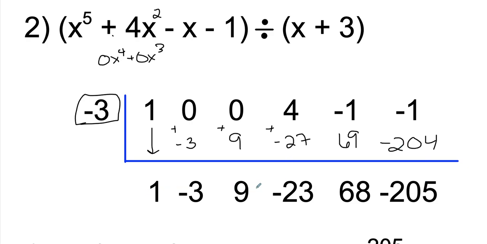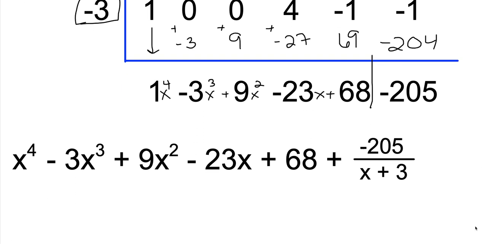Now we got to remember how to turn these back into variables and such. Okay, so we started with x to the 5th. We drop it down by 1. That's x to the 4th. This will be x to the 3rd plus 9x squared minus 23x plus 68 is the constant. -205 is the remainder. So I put a line like this on the last one. That just showed me, or reminds me, that the last number is the remainder. Okay? And again, if we write it a little bit cleaner, it should look something like this.